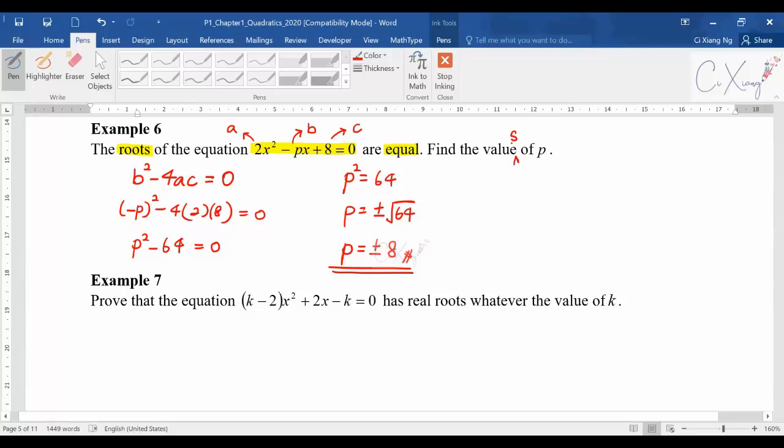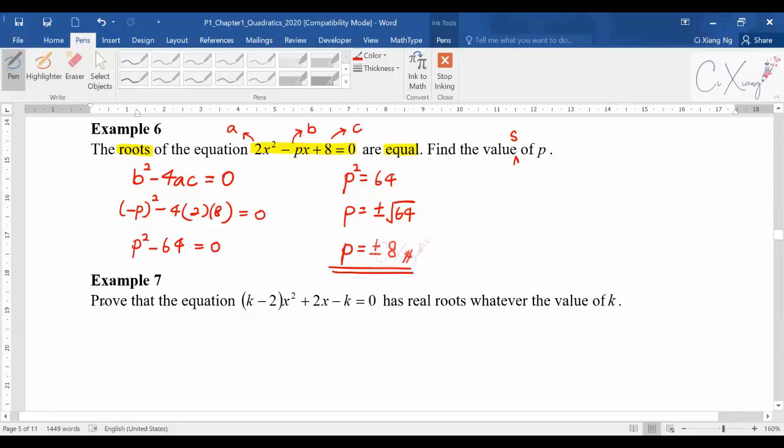Okay, so this is how we link the keywords, the real and the equal words, with the discriminant summary. Because I see the words roots are equal, therefore I start with b squared minus 4ac equals 0. Okay, then let's have a look at a different question.